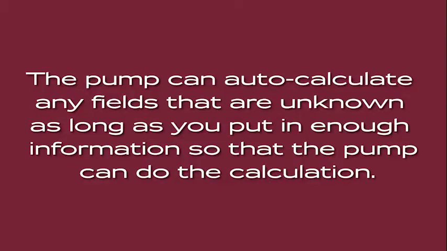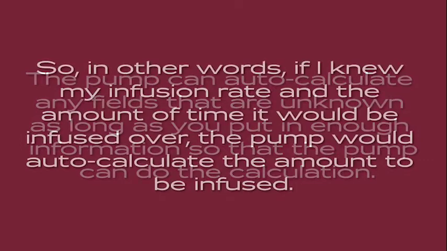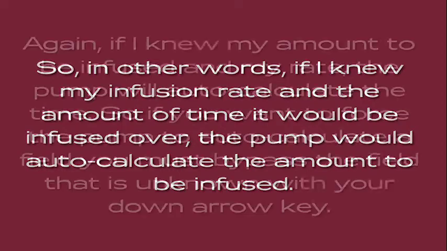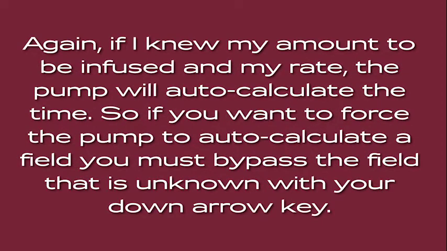The pump can auto-calculate any fields that are unknown as long as you put in enough information so that the pump can do the calculation. So in other words, if I knew my infusion rate and the amount of time it would be infused over, the pump would auto-calculate the amount to be infused. Again, if I knew my amount to be infused and my rate, the pump will auto-calculate the time. So if you want to force the pump to auto-calculate a field, you must bypass the field that is unknown with your down arrow key.